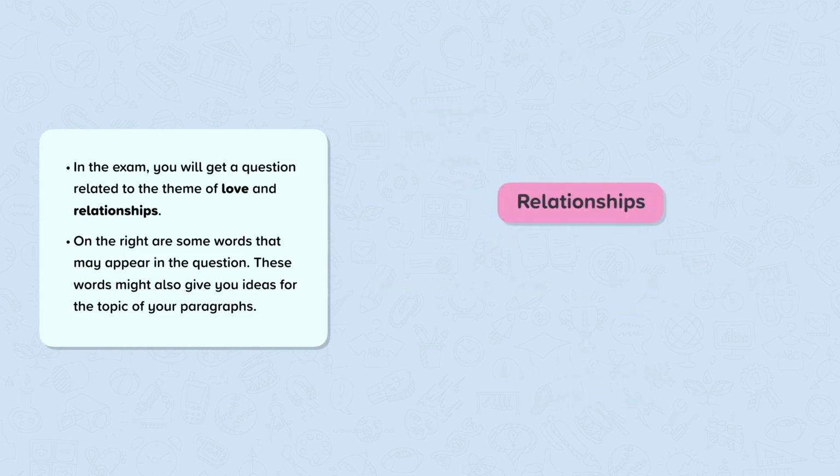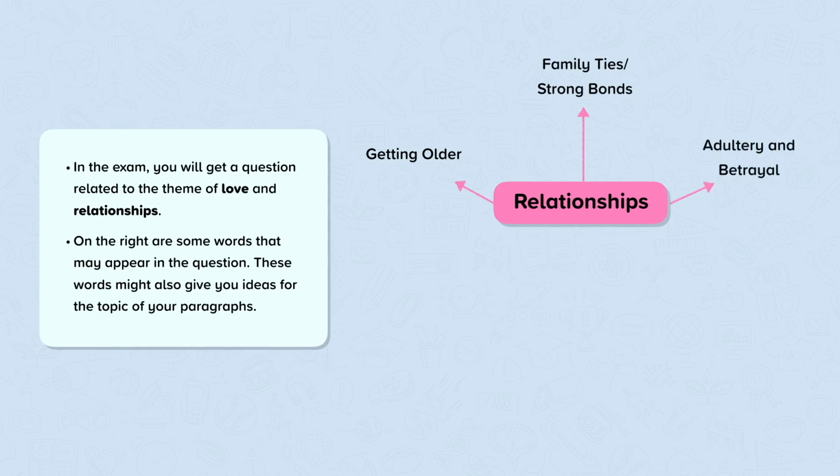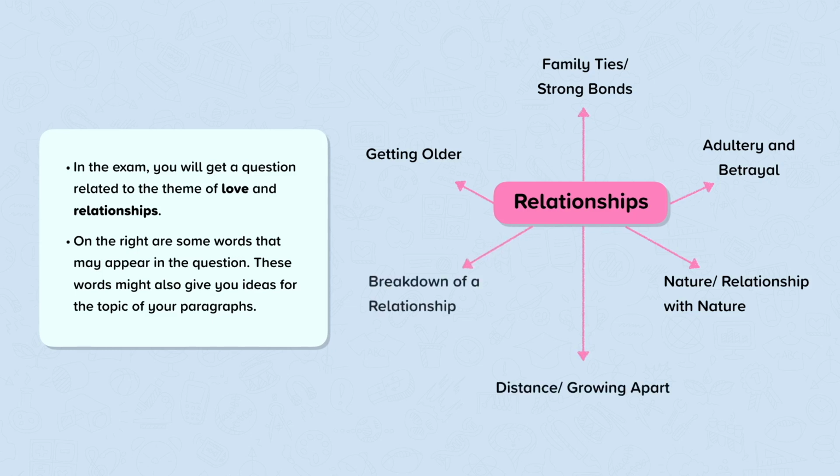Now we will focus on the theme of relationships. Some of the words or ideas related to the theme of relationships might be getting older, family ties or strong bonds within families, adultery and betrayal, nature or a relationship with nature, distance or growing apart, or the breakdown of a relationship.